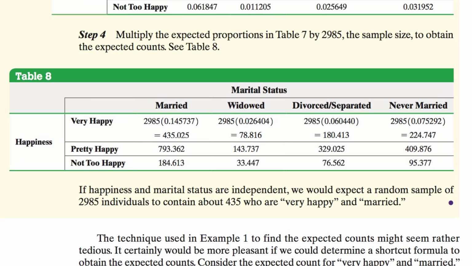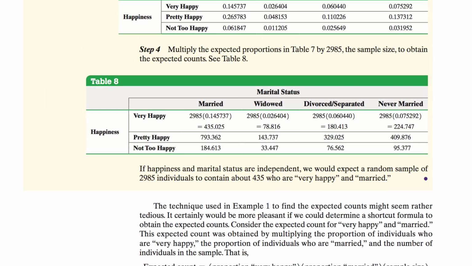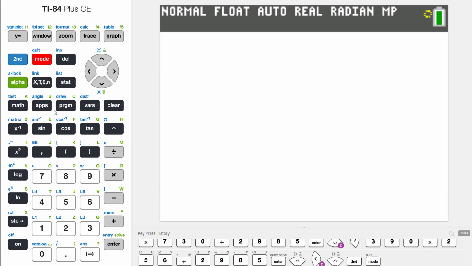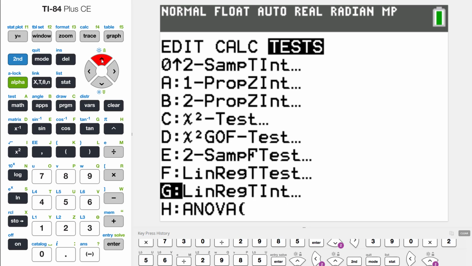Now once those are in place, you're ready to run the test. And so let's take a look at the calculator again. So we have matrix B finished, and we want to quit this. And then to execute the test, we're going to go back to the stat menu, go to test, and we're looking for the chi-squared test.